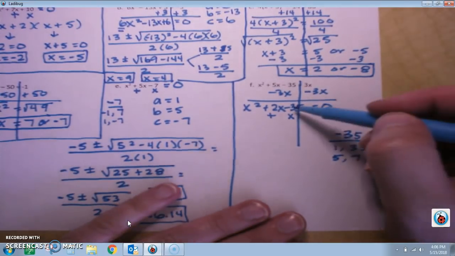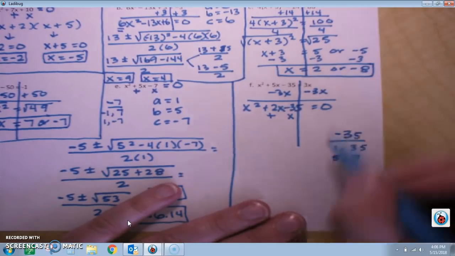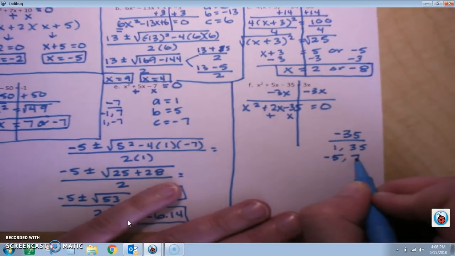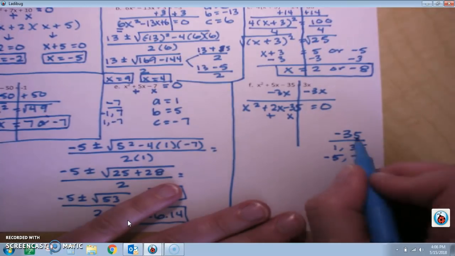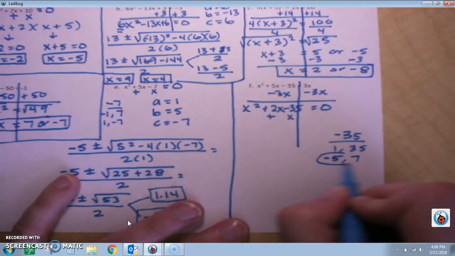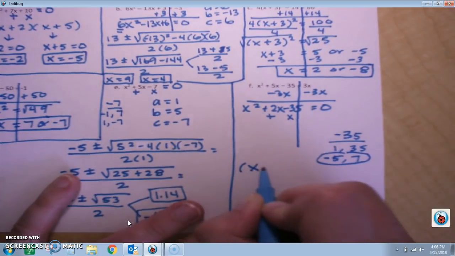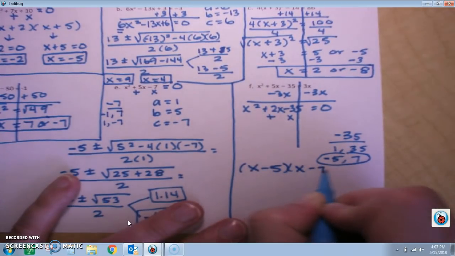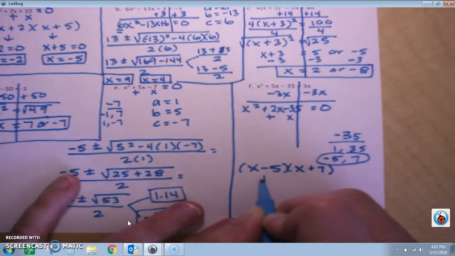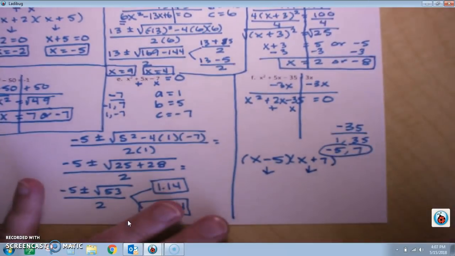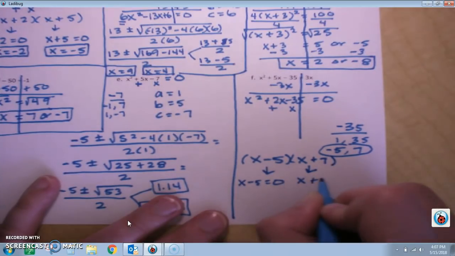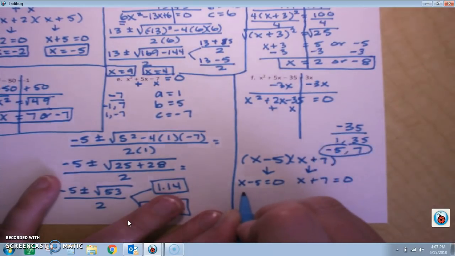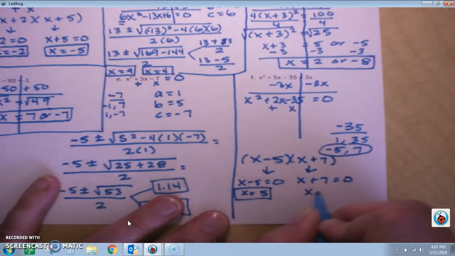Well, if I want to add up to make positive 2, I would want the 5 to be negative, so it's 7 minus 5. And then 7 times negative 5 is negative 35. So these are my two that I'm going to put in the parentheses, x minus 5, x plus 7, sorry. But then I have to go ahead and solve these. So this is where I make them equal to 0. So x minus 5 equals 0, x plus 7 equals 0. So here x would be positive 5, and here x would be negative 7.